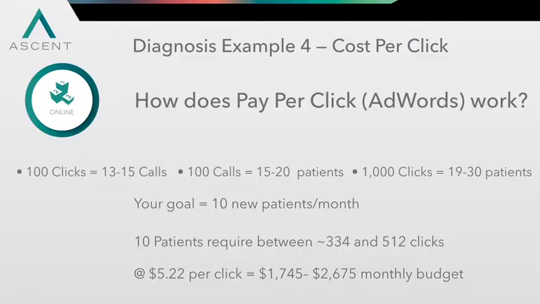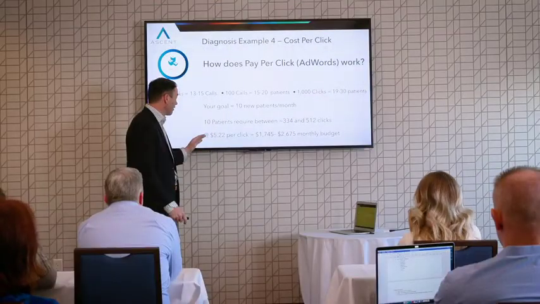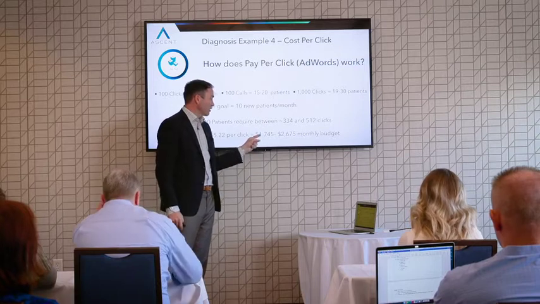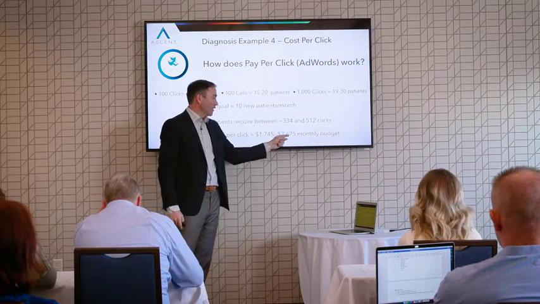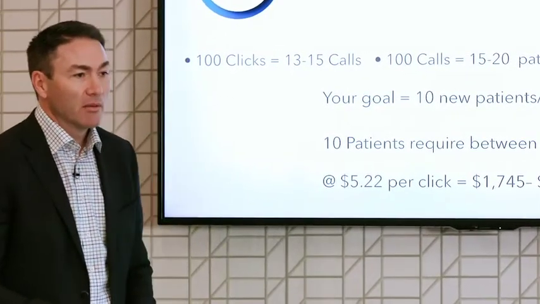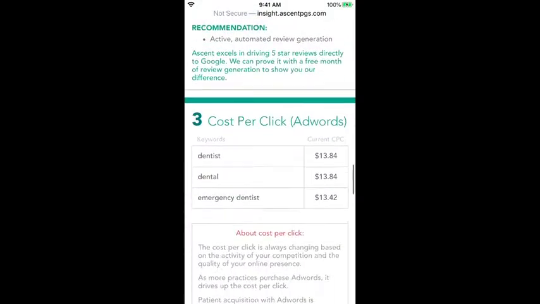So if, let's say, your cost per click, you can look at yours, you can grab your calculators and do the math on this, and actually, as you'll see in a second, it's already done for you on there. At $5.22 a click, that means you're going to be spending between $1,745 and $2,675 on a budget, a monthly budget, to hit that 10-patient goal.